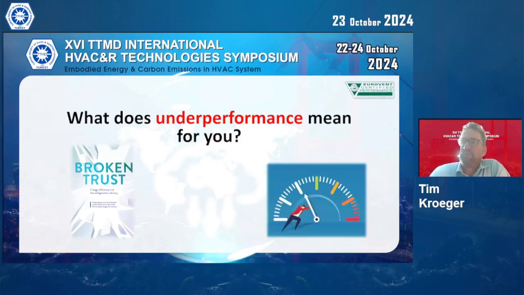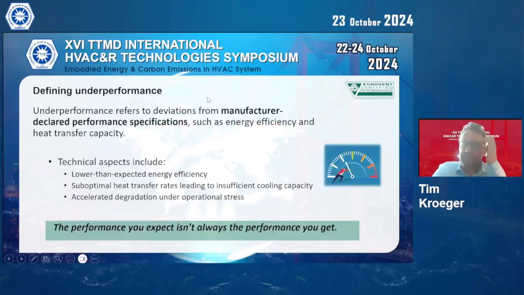Now, what does underperformance actually mean? We speak of underperformance whenever actual performance figures deviate from what is published or declared by the manufacturers. And please note that I refer to performance in general and not only capacity, because performance can include things like air volume, sound level, vibration, and so on.